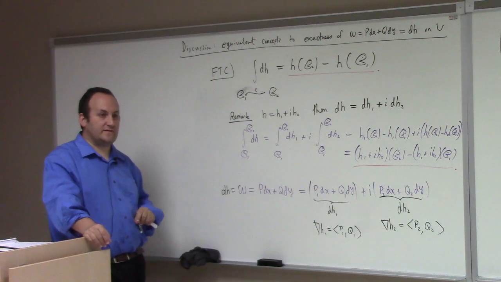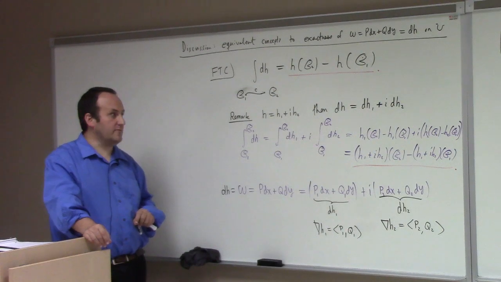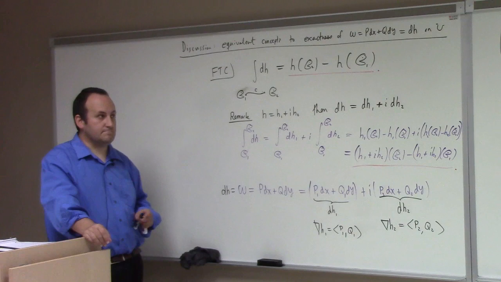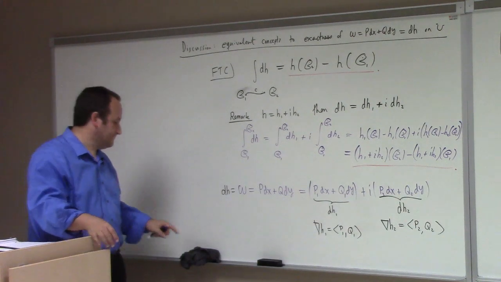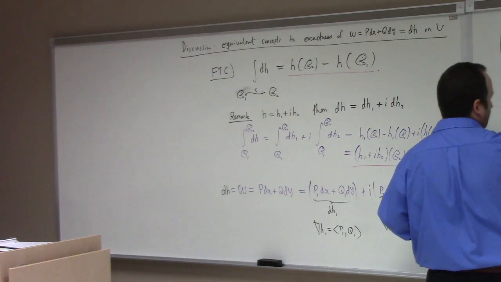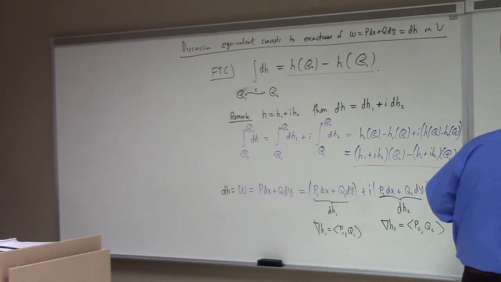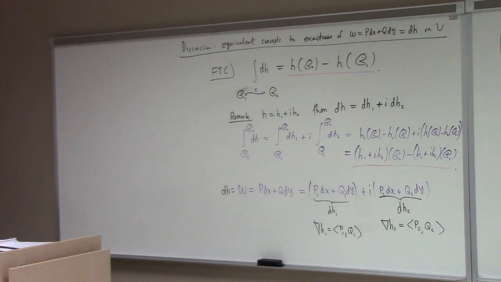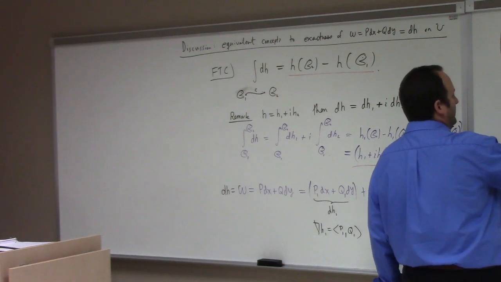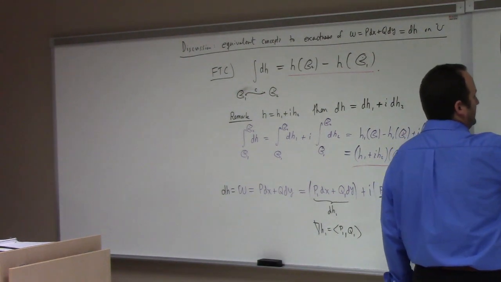What do you guys know about conservative vector fields? What are other equivalent characterizations of conservative vector fields?